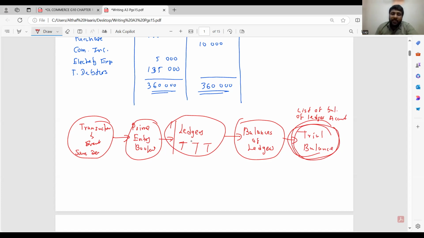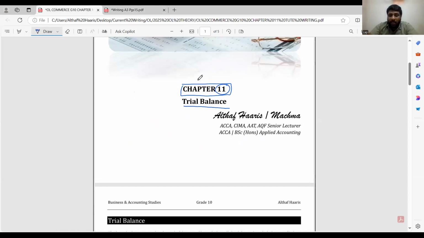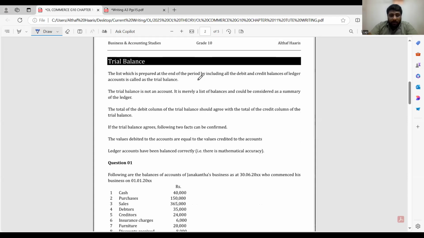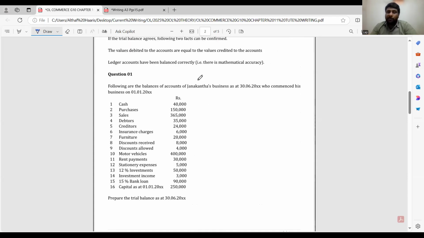What I explained here right now, the complete thing, is what you have in the notes. So quickly move to question number 1.